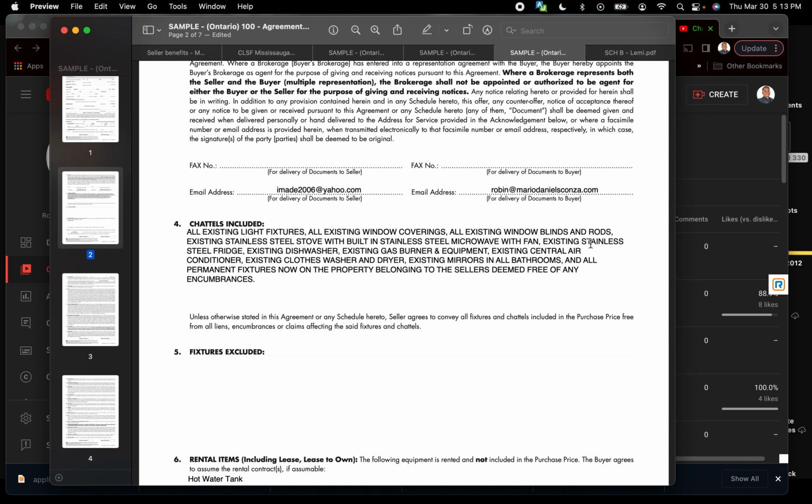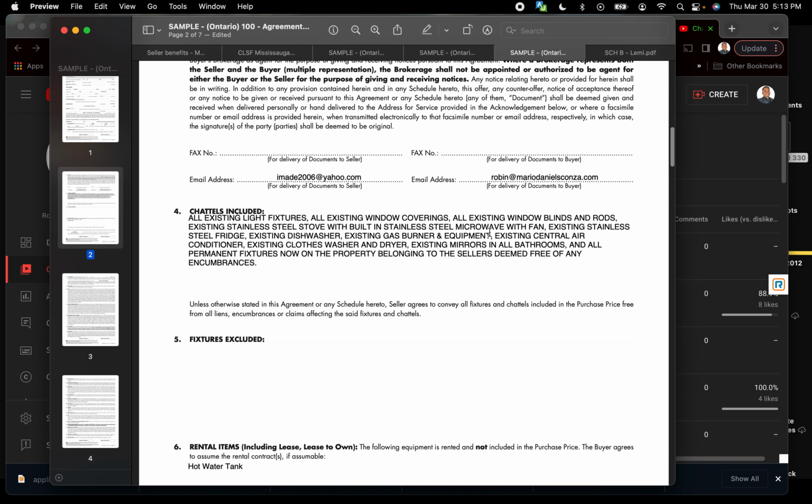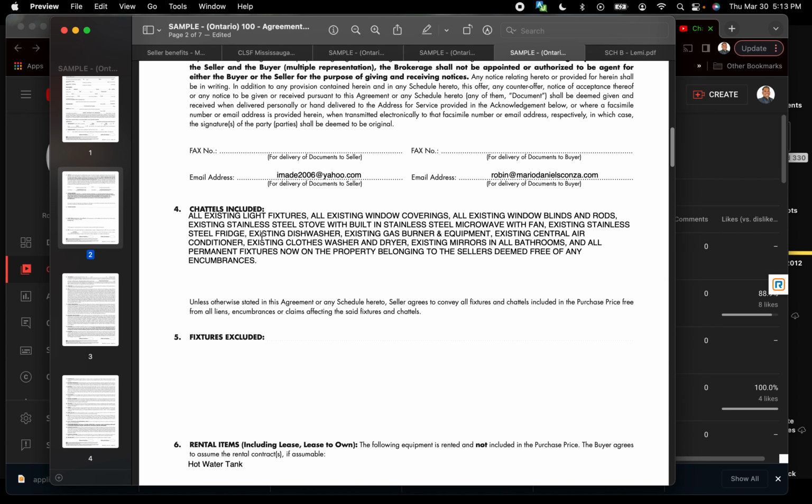And then the next is existing stainless steel fridge, existing dishwasher, or if it's a stainless steel dishwasher, it would say stainless steel dishwasher, existing gas burner and equipment. So this is typically the furnace and/or the AC or the electric baseboards. Central air conditioning, so this is the AC system. Clothes washer and dryer. So this is the washer and dryer, the laundry.